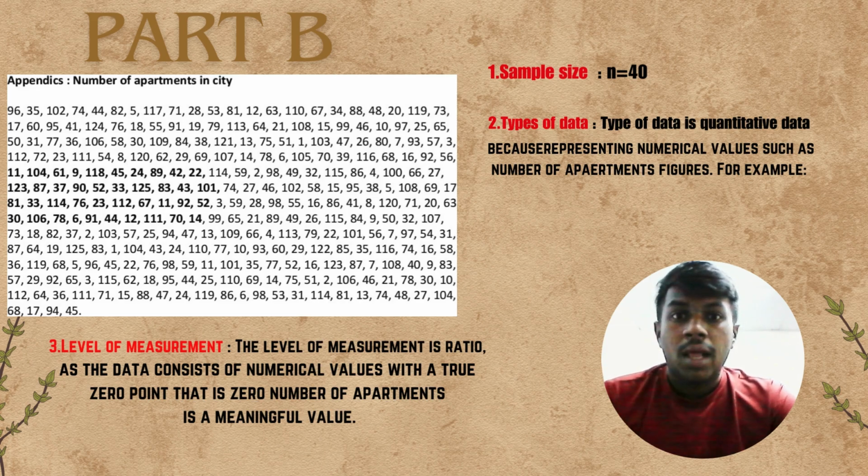for example, 11, 104, 61, 9, 118, 45, 24, 89, 42, 22, 123, 87, 37, 90, 52, 33, 125, 83, 43, 101, 81, 33, 114, 76, 23, 112, 67, 11, 92, 52, 30, 106, 78, 6, 91, 44, 12, 11, 111, 70, and 40. The level of measurement is ratio, as the data consists of numerical values with a true zero point, that is zero number of apartments is a meaningful value.